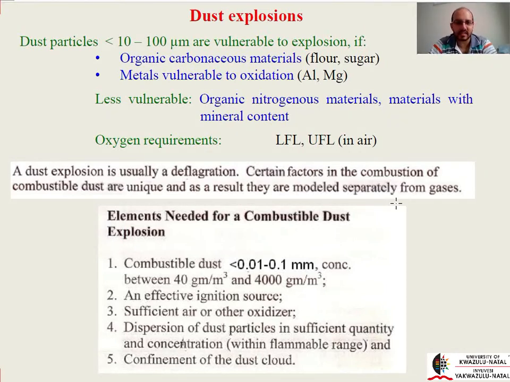Now, there are certain factors needed to achieve a combustible dust explosion. The dust has to be of very tiny size, and of course, a certain concentration in the air. They can't be too dispersed in the air. You need an effective ignition source. You need the right amount of air. And you need dispersion of dust particles in sufficient quantity and concentration. If the concentration is too low, then even though you have certain particles burning, surrounding particles might be too far away to get the heat and catch fire.